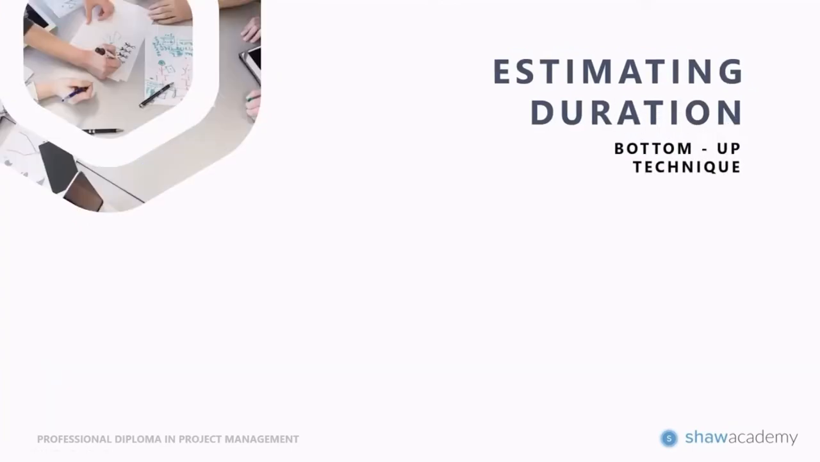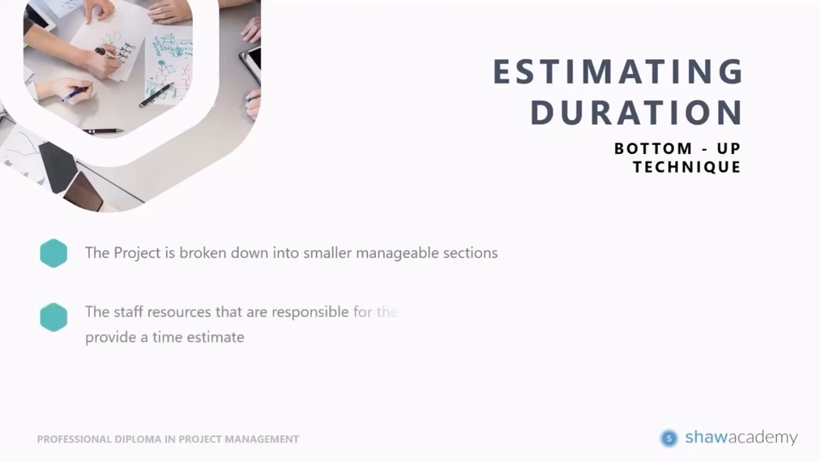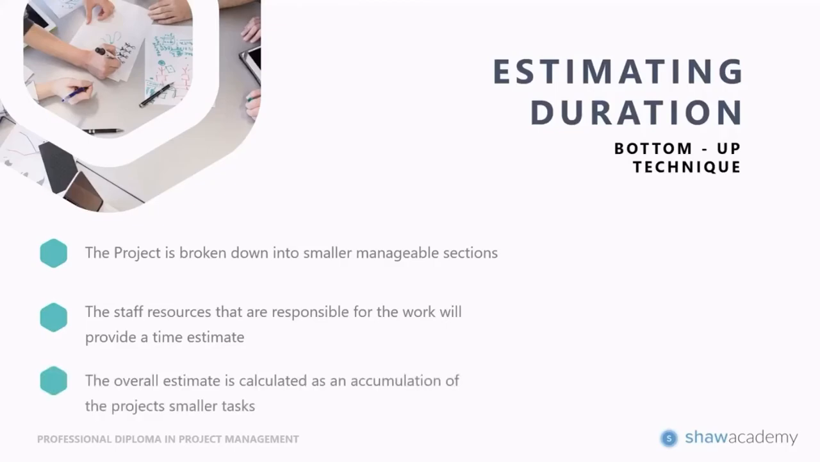Another interesting technique is called the bottom-up technique, and the basis of this is that your project will be broken down into smaller manageable sections, and once it's been broken down, the staff resource that is responsible for the activity or task will provide you with their time estimate. And your overall estimates of all these smaller tasks will then build up into your overall project timeline.